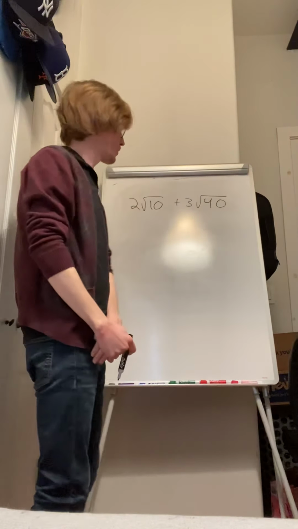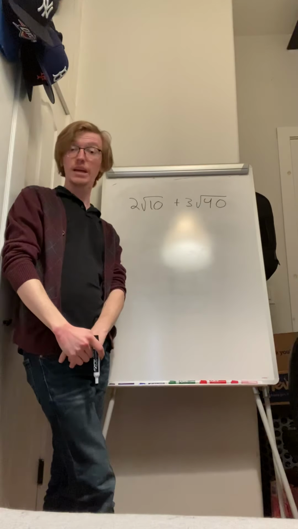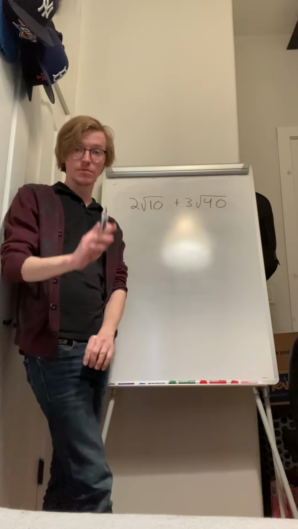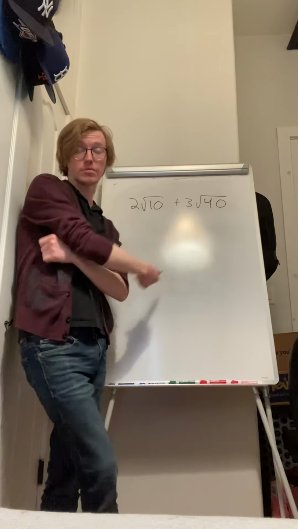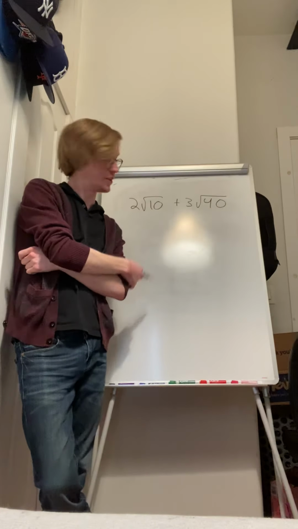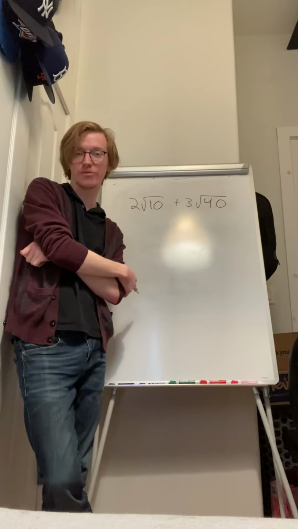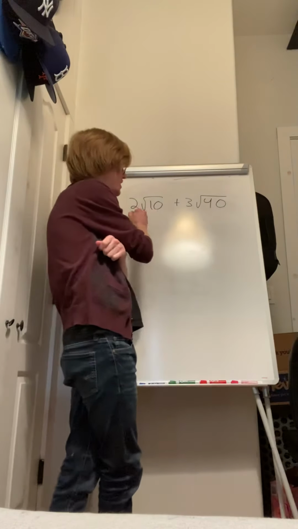Two times the square root of 10 plus 3 times the square root of 40. Now, my first question I want to ask you is, can you just add these up like we did in the last problem? Can you add 2 and 3, and then just keep 10 and 40 the same? The answer is no, because these are not like terms.